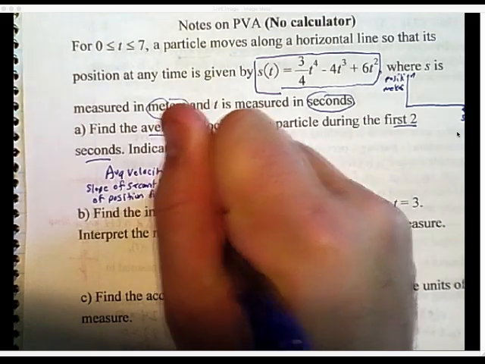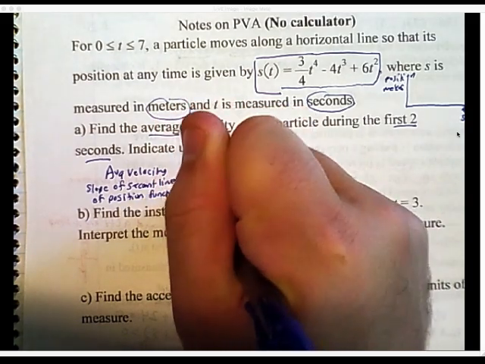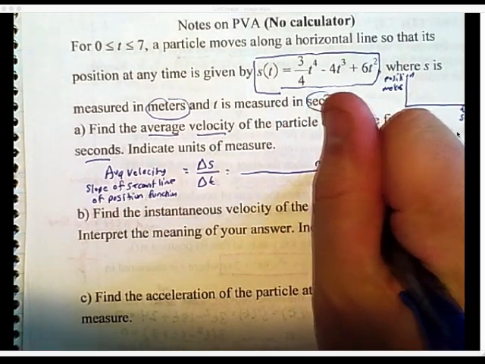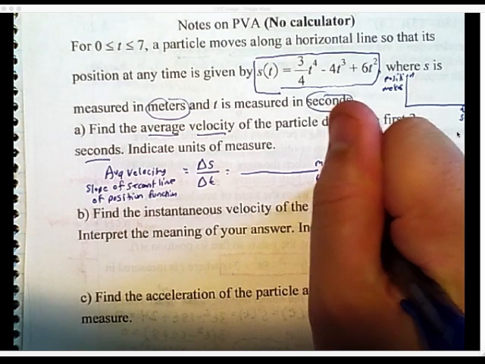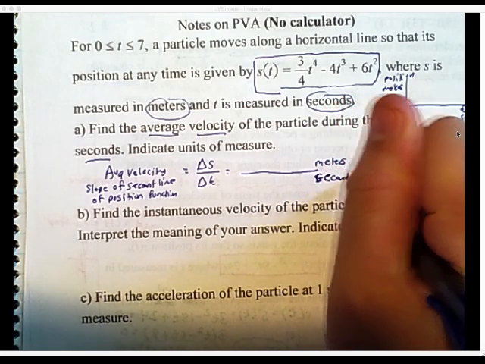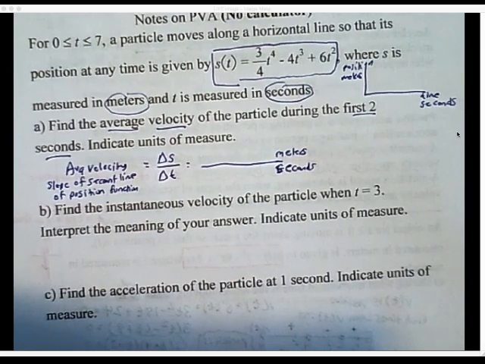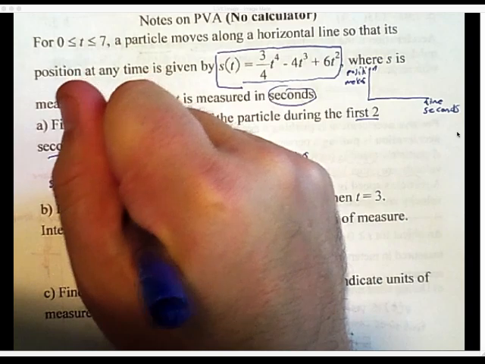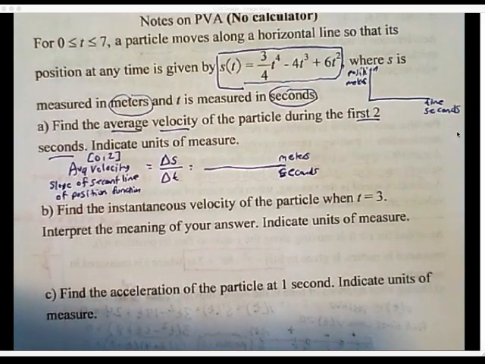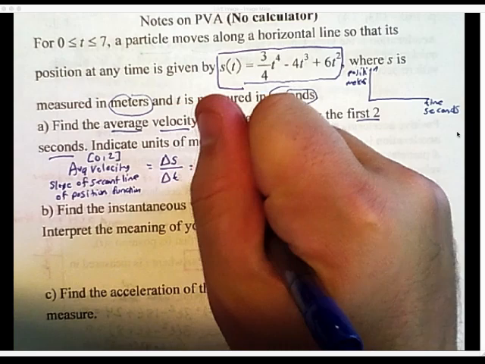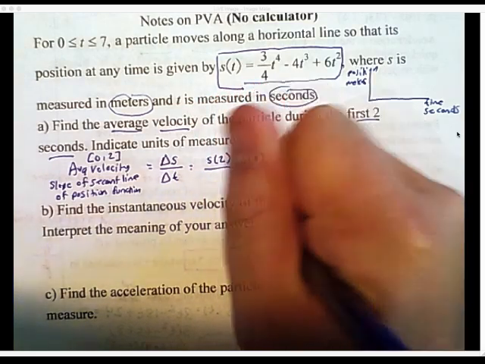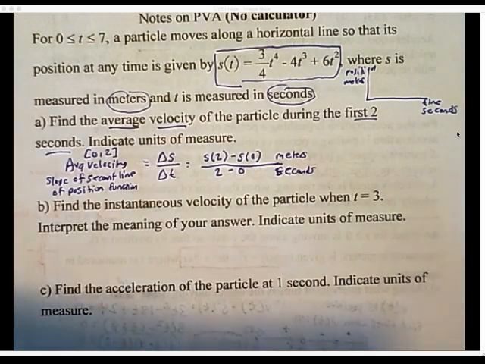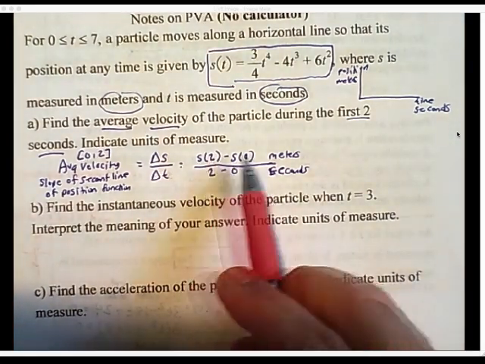So to get average velocity, we need to do change in position over change in time. That's why our units work out. Change in position is measured in meters, change in time in seconds. I'm trying to find the average velocity over the first 2 seconds, so that's between times 0 and 2. So I would have to take s of 2 minus s of 0 over 2 minus 0. To figure this out, I need to figure out what s of 2 and s of 0 are.